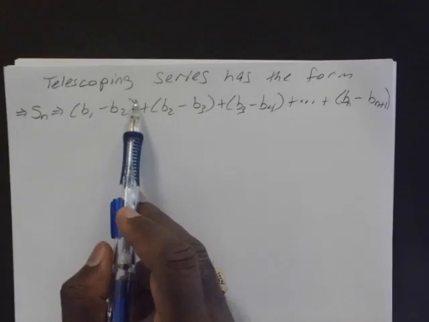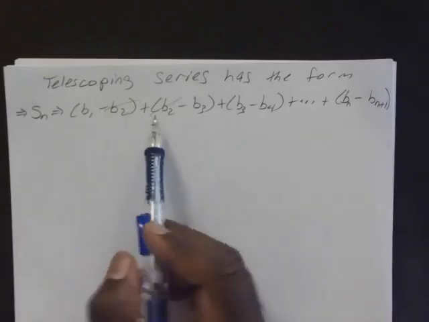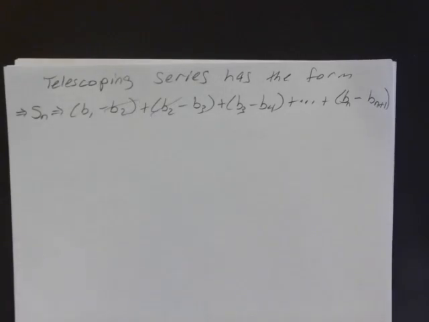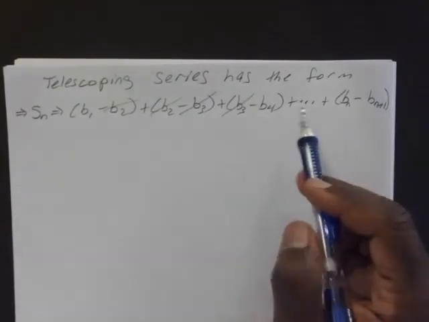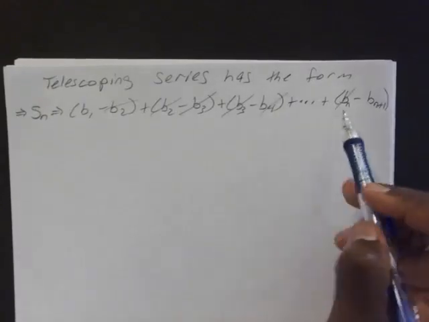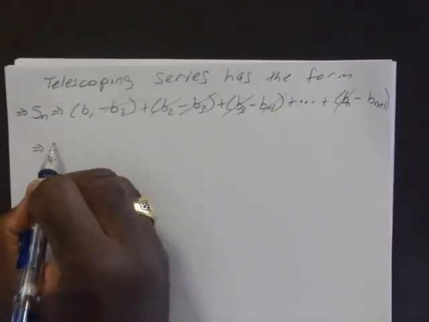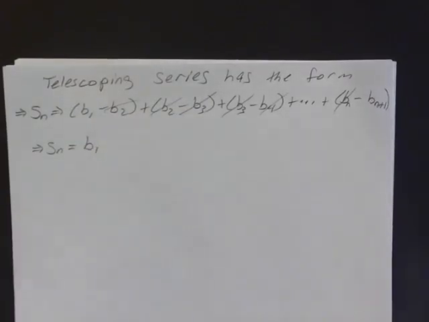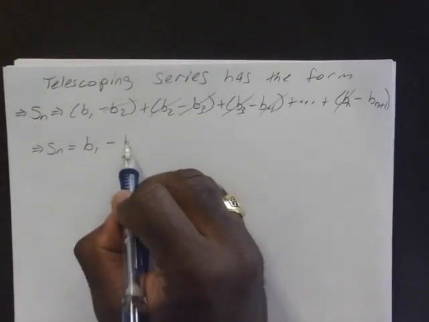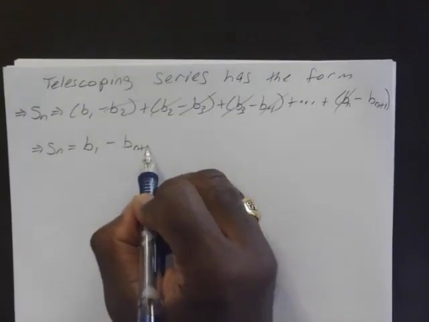Okay. So our b sub 2 cancels out. If you add them together, they equal 0. Same with b sub 3, they cancel out. And it keeps on going in that pattern until all you're left with is your value b sub 1 minus your b sub n plus 1.